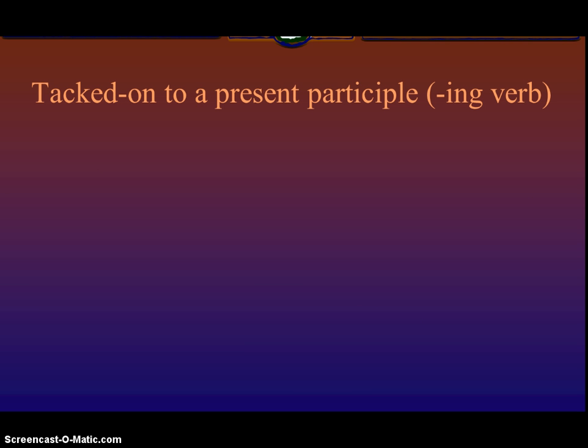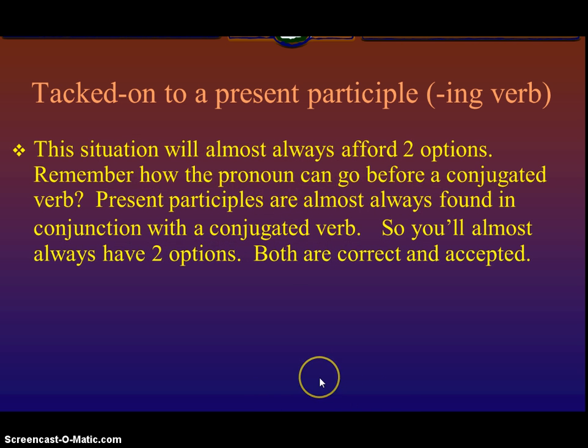And finally, talking about indirect object pronouns tacked on or attached to a present participle. This is the present progressive tense, estar, followed by a gerund, ando or yendo verb. This situation will almost always afford two options, just like with the double verb construction. Remember how the pronoun can go before a conjugated verb? Present participles are almost always found in conjunction with a conjugated verb. So you'll almost always have two options. Both are correct and accepted.